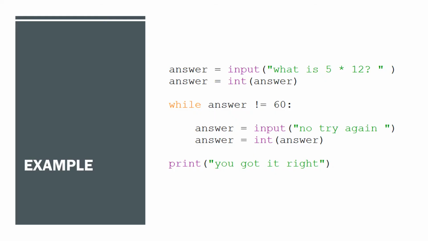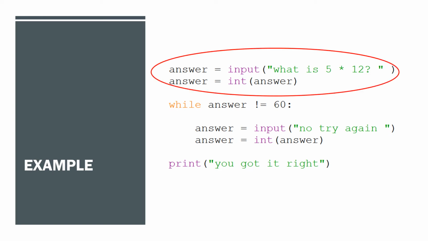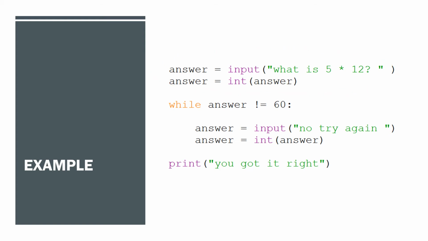So here's an example of a program that uses a conditional loop. Before the loop begins, we've gathered the initial value of the variable. In this case, we've asked the user a maths question and we've converted their answer into an integer. The test in the loop checks whether the answer matches the value 60, which is obviously the right answer to the question. The loop will repeat if the answer does not match.